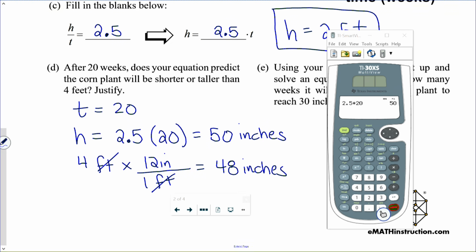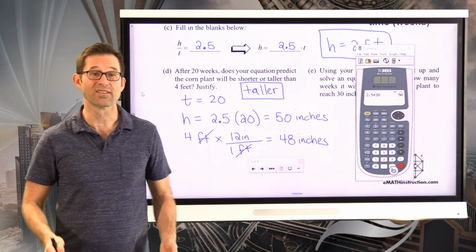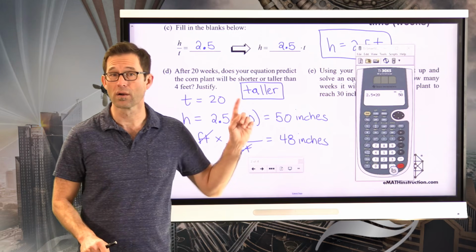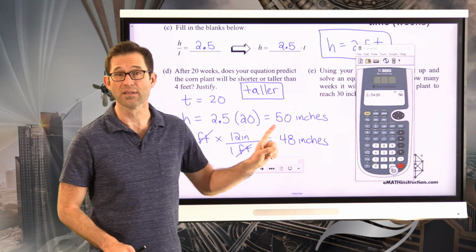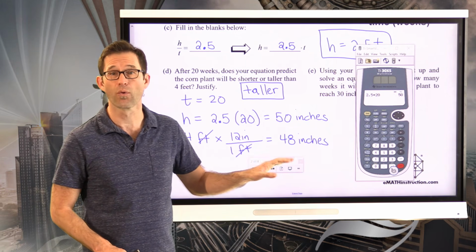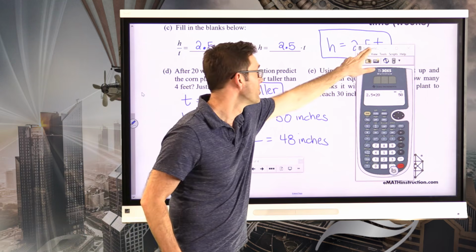So, since 50 inches is taller than 48 inches, the answer ultimately to this problem is taller. Right? I mean, that's what it asked. Is it taller or shorter than 4 feet? And our equation is predicting taller because it's predicting 50 inches and 4 feet is only 48 inches.